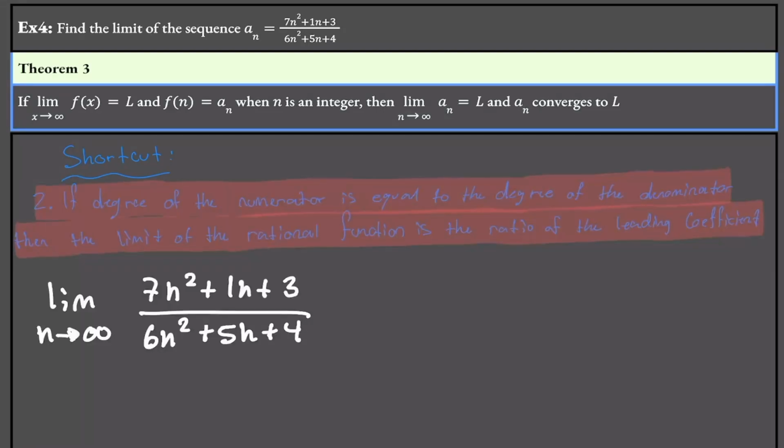So for example 4, if we take shortcut number 2, which tells us the degree of the numerator is equal to the degree of the denominator, then we take the leading coefficient. So in this case, we look at 7n squared and 6n squared. And so because they have the same degree for both the numerator and the denominator, then we just take the leading coefficients, so we have 7 over 6. So if you remember some of these shortcuts, it makes evaluating these limits a lot faster.